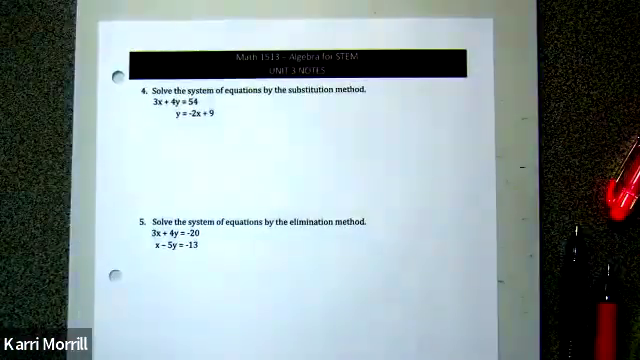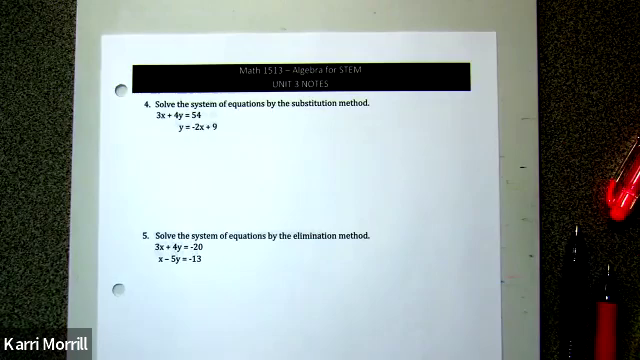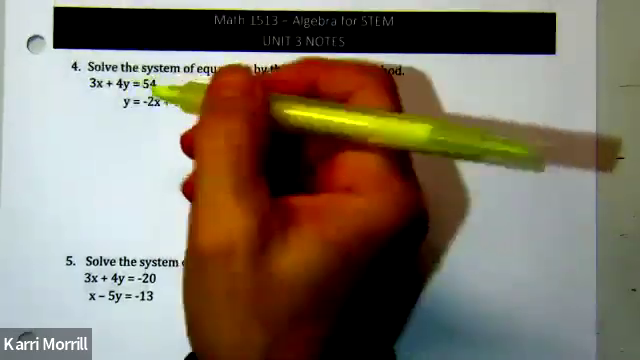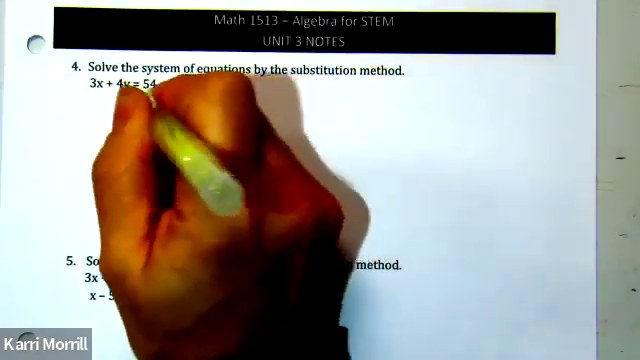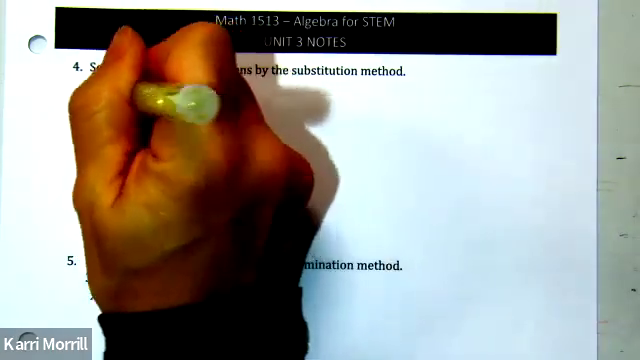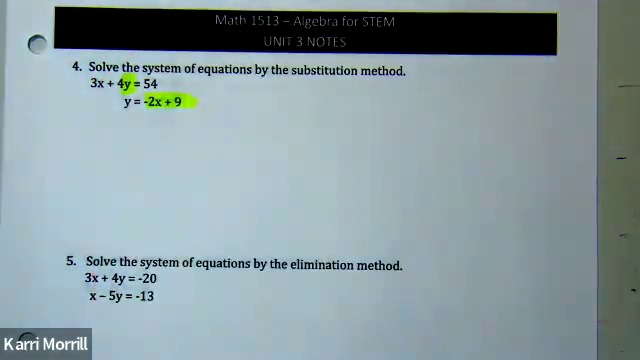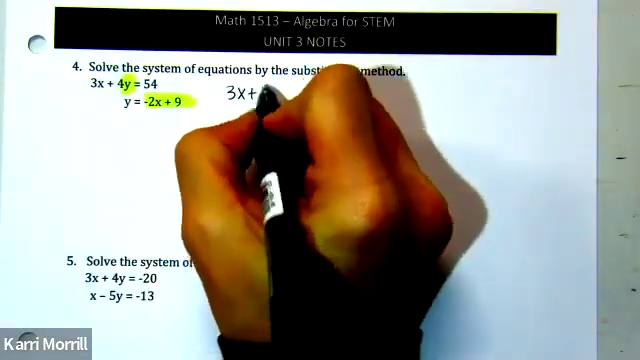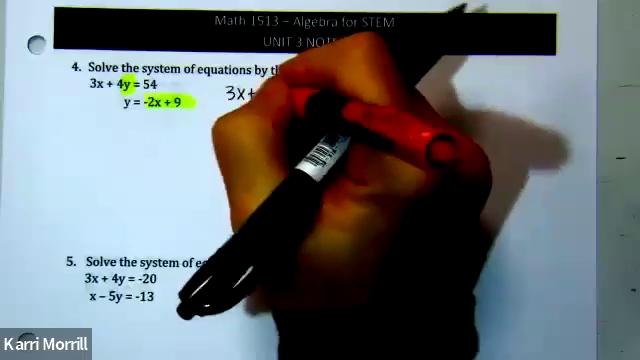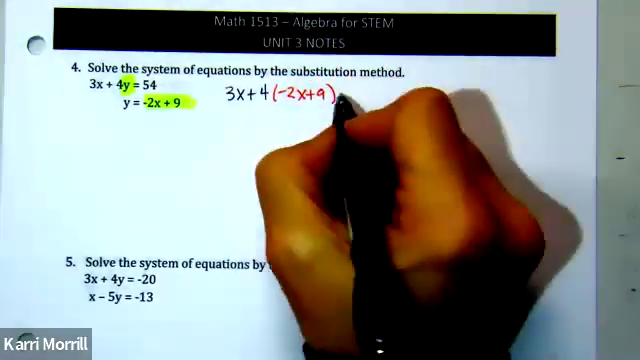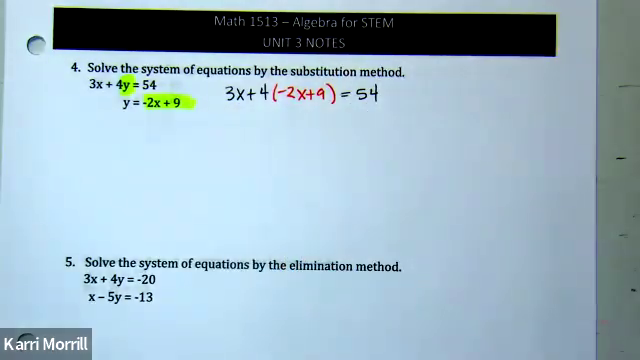Substitution method is when you have x or y by itself, or you get x or y by itself, and you plug it into the other equation. In this case, y is by itself, so we're going to plug it into the other equation for y. So we have 3x plus 4 times y, and y is negative 2x plus 9, equals 54.